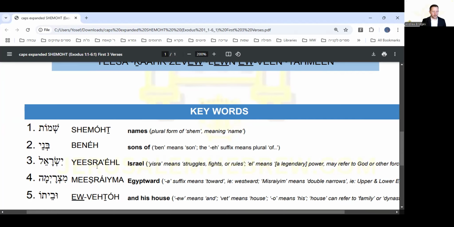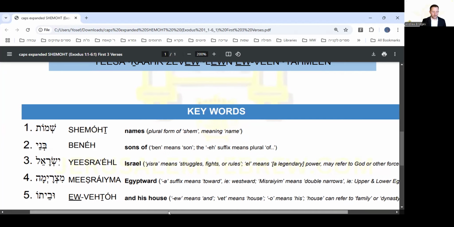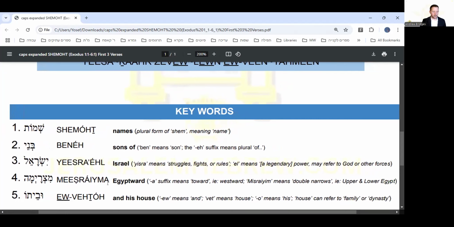Number 4, Misrayima. Misrayima means Egypt word. It's normally going to be translated in these verses as toward Egypt, but the two words toward Egypt in Hebrew is actually one word, Misrayima. So the word Egypt in Hebrew is Misrayim. Misrayim literally means double narrows and probably refers to upper and lower Egypt. It becomes not just Misrayim, but Misrayima by virtue of the suffix. By adding the suffix, it means toward.